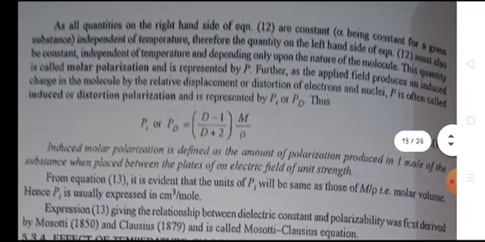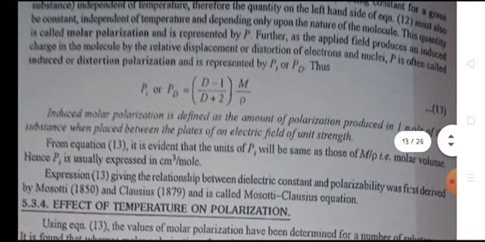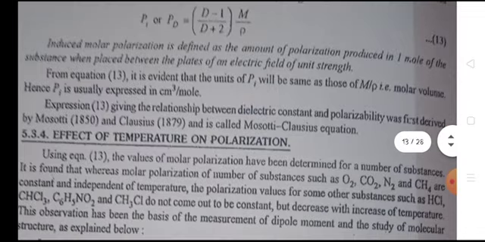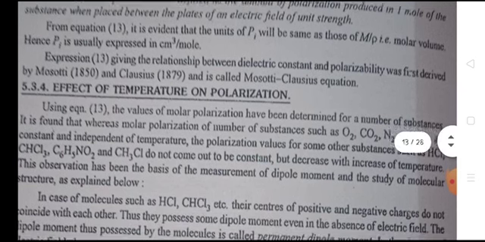As all the quantities on the right hand side of equation 12 are constant and independent of temperature, therefore the quantity on the left hand side must also be constant, independent of temperature and depending upon the nature of the molecule. This quantity is called molar polarization, represented by P. Induced molar polarization is defined as the amount of polarization induced in 1 mole of the substance when placed between the plates of an electric field of unit strength.